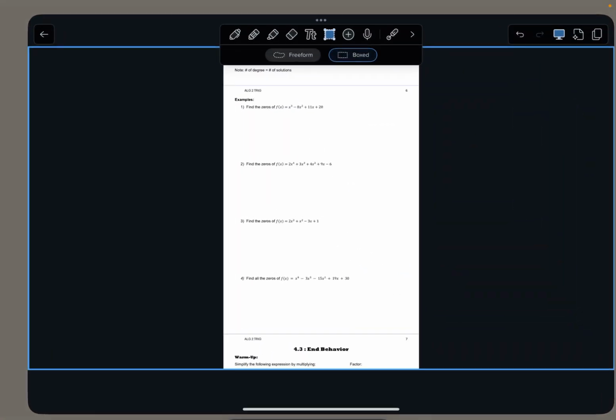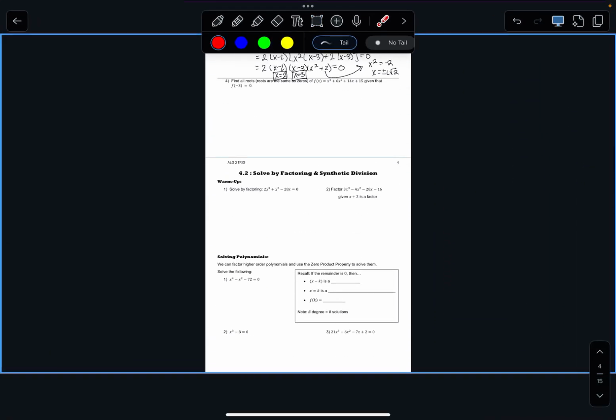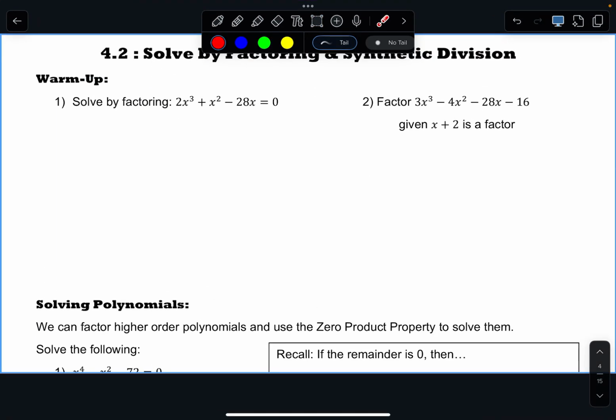But in general, today we are solving or finding the zeros of higher order polynomials, so stuff that has something greater than an x squared. What we did on Thursday was we said, okay, we can either factor these, or if we're given a factor, we can use synthetic division to bump it down a level and then factor from there. We're doing the same thing today, just a little bit different eventually.